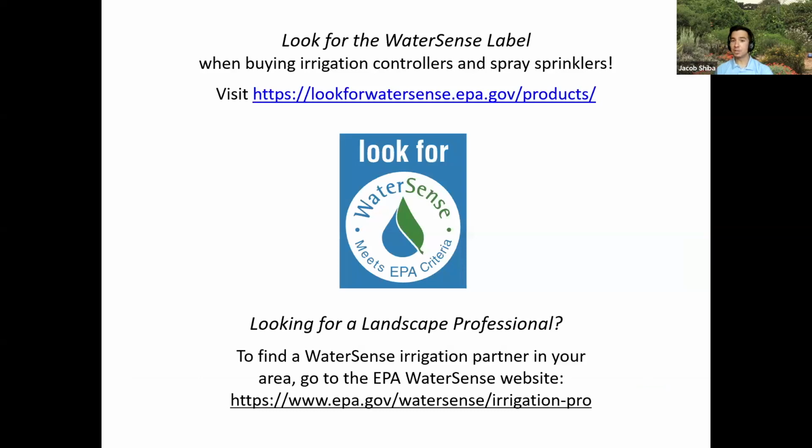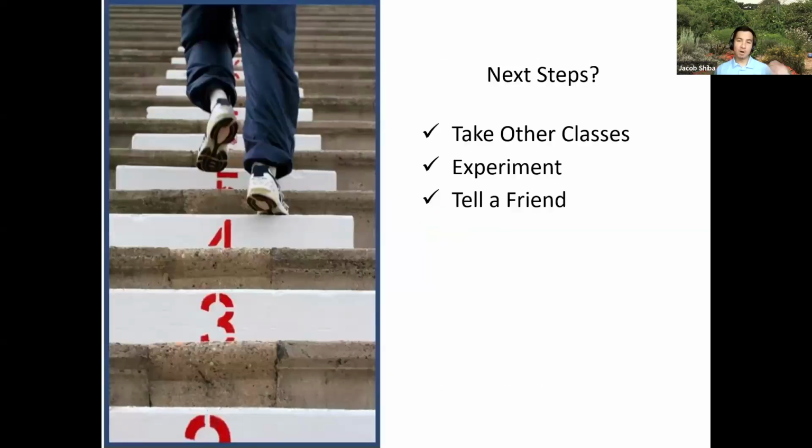I mentioned the WaterSense label. Make sure you look for that label on any kind of products. The WaterSense website also has a great tool for finding a landscape professional as well. So we're going to be providing these links for you, but you can also look them up on EPA's water website as well.